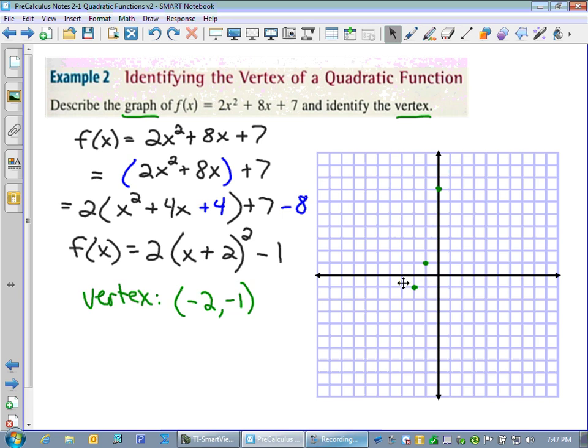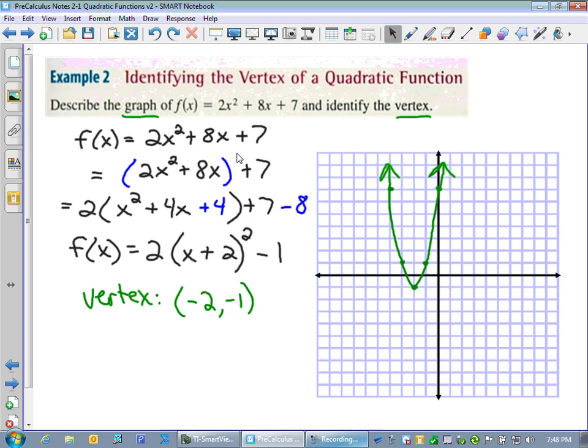Now also, because of symmetry, I know if I'm (1, 2) on the right, I'm also (1, 2) on the left, because the vertical line going through the vertex will be the axis of symmetry. So likewise, this has a corresponding point over here. That gives us 5 good reference points that we just draw a nice smooth curve through, and that will give us our graph. So that is our graph, and this is our vertex.